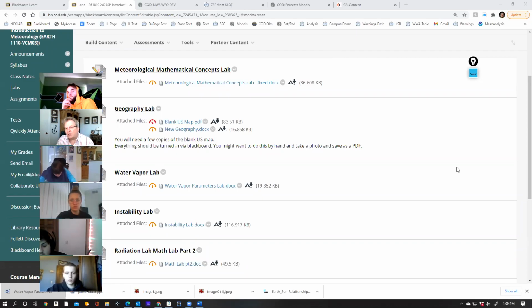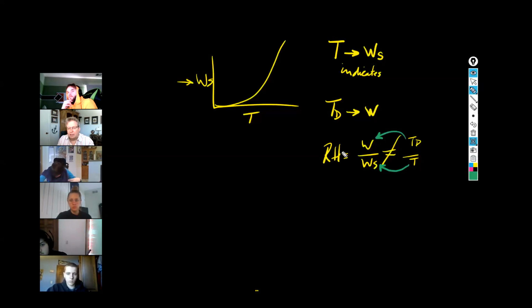So when we go back to this concept here, as the temperature and dew point get closer together, the temperature keeps going down, which makes this go down. Once they're the same, right? Once the temperature and the dew point are the same, do you agree that W and W sub S are the same? So we drop the temperature at constant pressure to reach saturation.